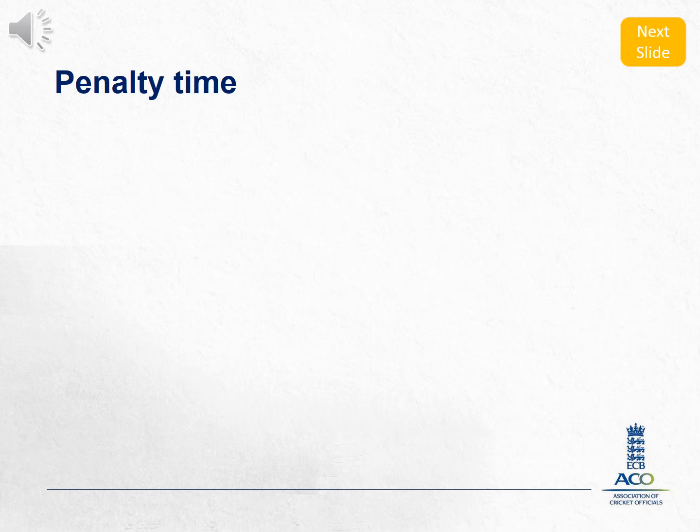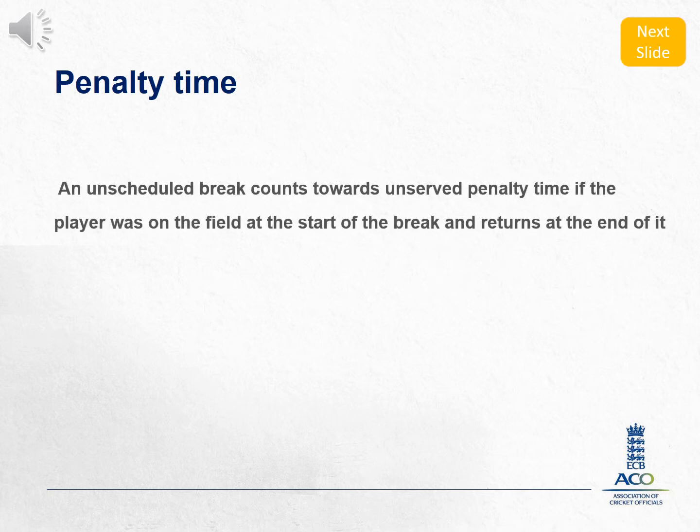The laws define times when play is not taking place as either scheduled or non-scheduled intervals. Scheduled intervals are drinks, lunch, tea, between innings and overnight in multi-day games. If a player is off for 60 minutes, back for 20 minutes, they have a 40-minute penalty to serve. However, if it is then time for lunch, what happens? As lunch is a scheduled interval, when play then restarts, there is still 40 minutes of penalty time outstanding.